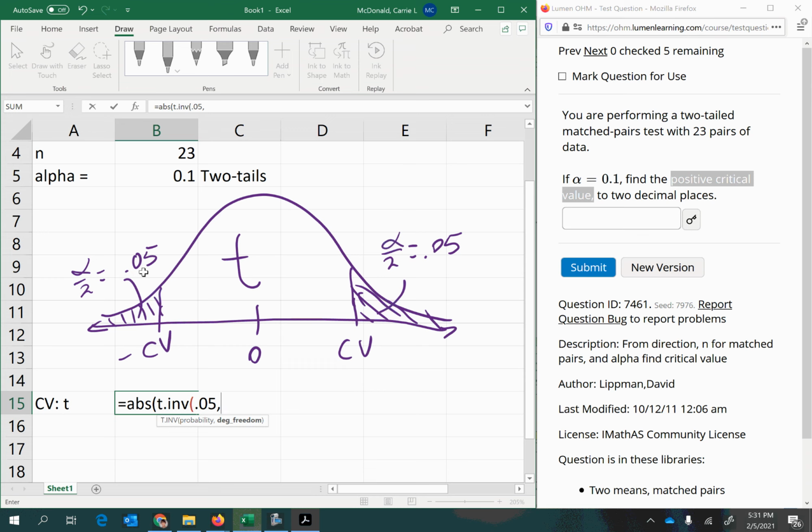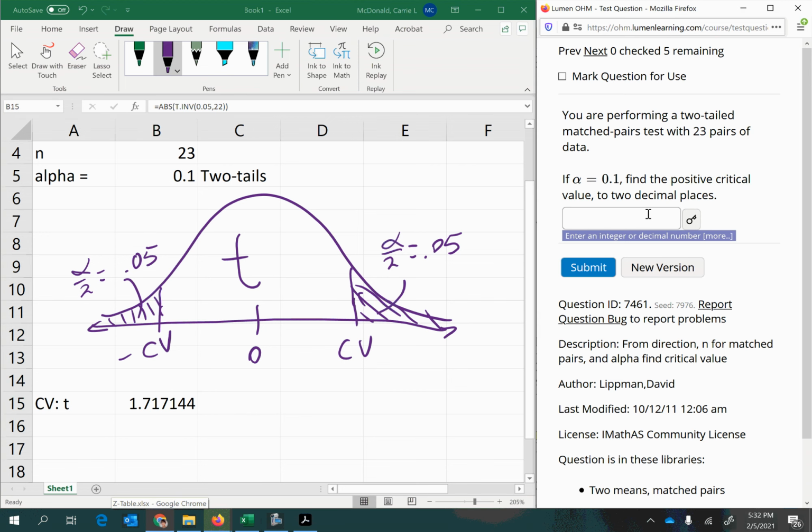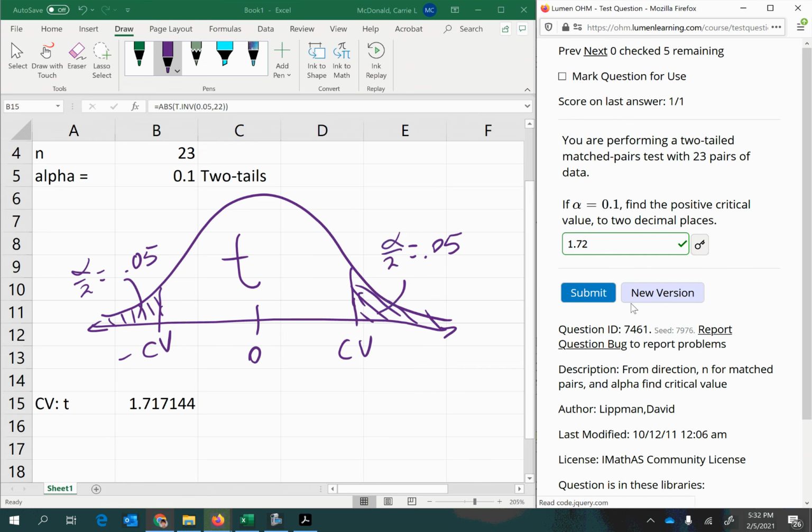And the degrees of freedom is always one fewer than your sample size, so n minus 1 degrees of freedom. So since we had an n of 23, our degrees of freedom for this example is 22. So that's how we got that. I'm going to put that in, rounded to 2 decimal places, 1.72. Let's look at another version.